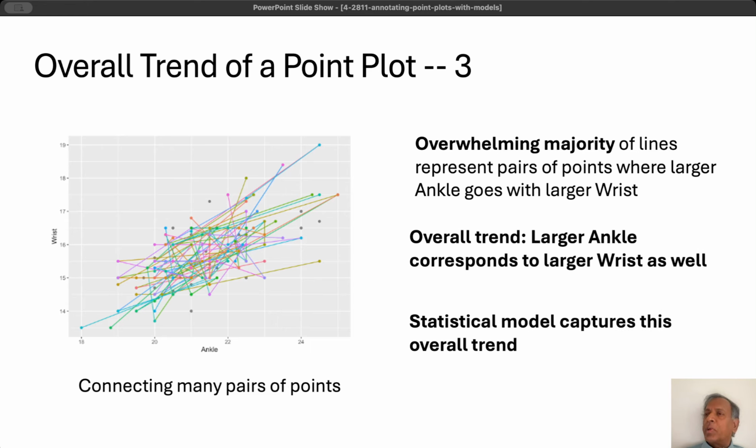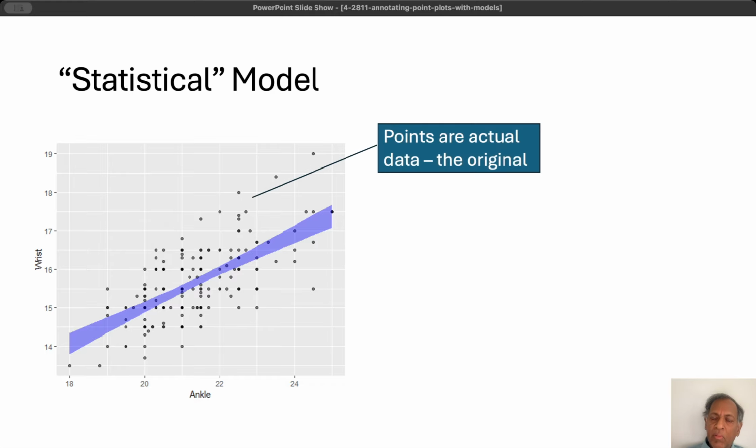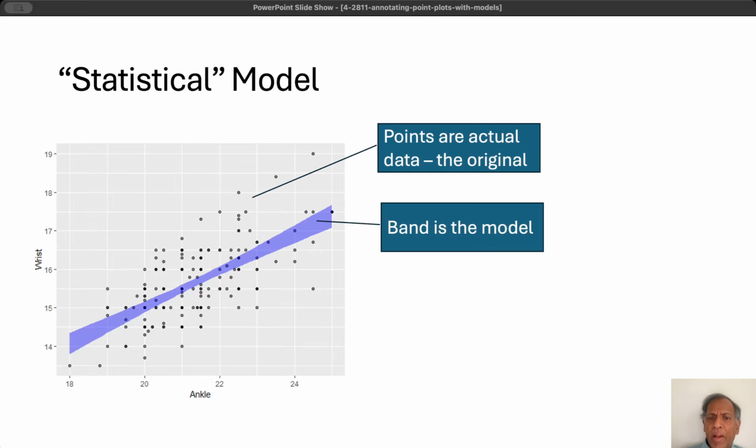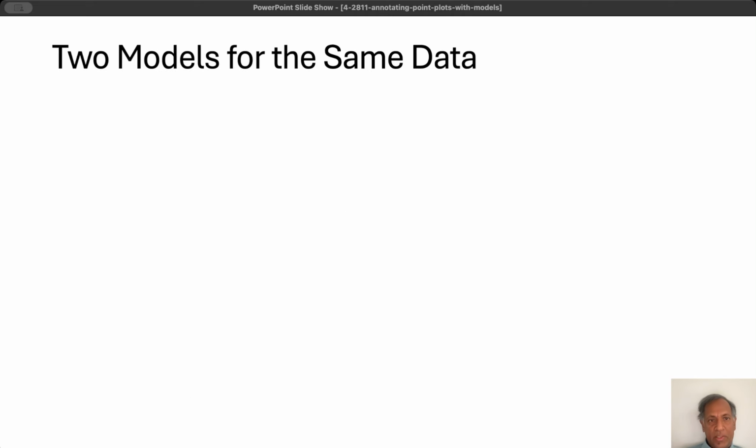So what we are trying to do in a statistical model is to capture this general trend of the behavior of these points. That's an example of a statistical model. The points themselves are the original raw data, and the band is the model. The band captures the general trend of all the points. It shows the plausible range of wrist sizes for a given ankle size.